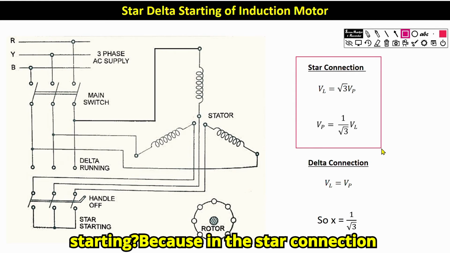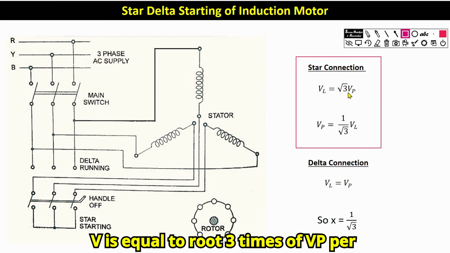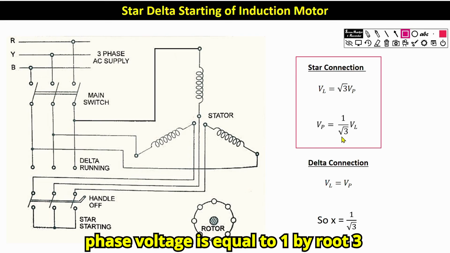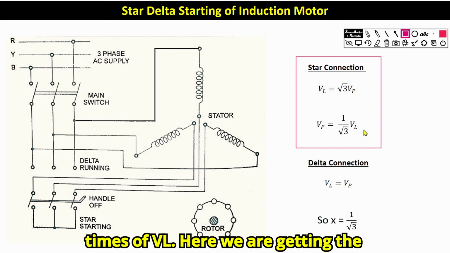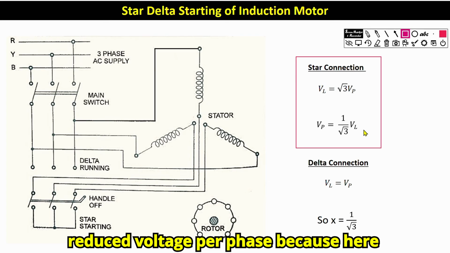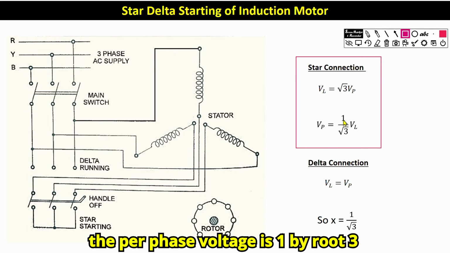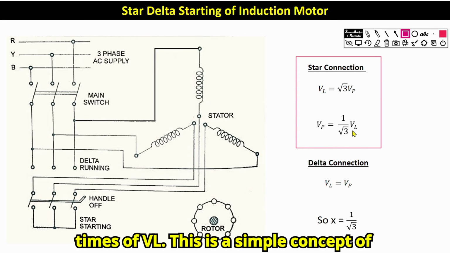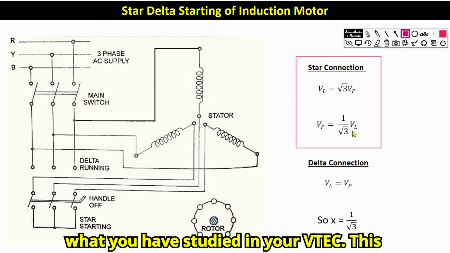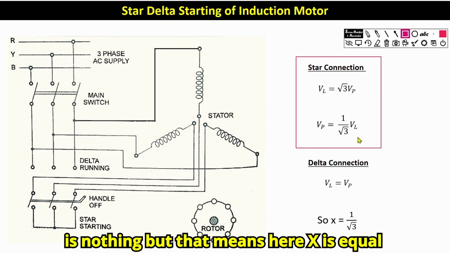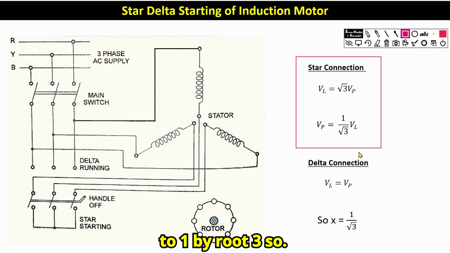Okay, now why do we apply a star connection at the starting? Because in the star connection VL is equal to root 3 times Vp, so the per phase voltage is equal to 1 by root 3 times VL. Here we are getting the reduced voltage per phase. This is a simple concept of what you have studied in your BTech. This is nothing but x equal to 1 by root 3.